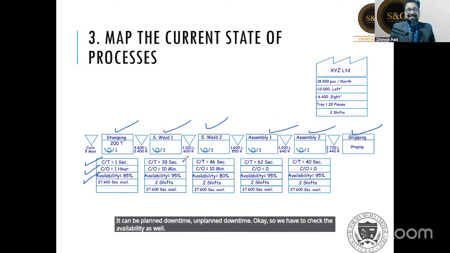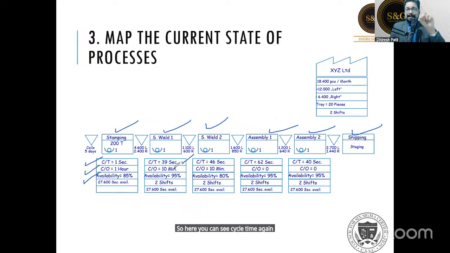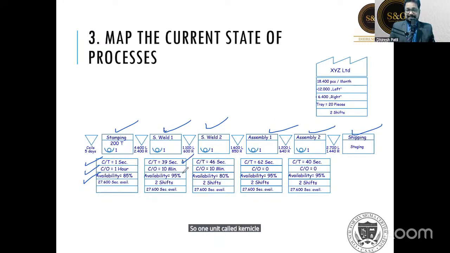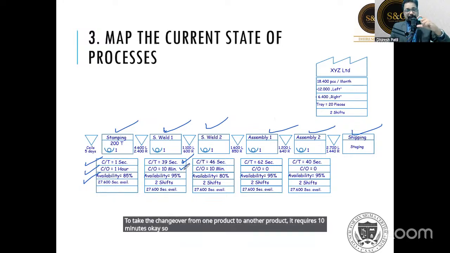So here you can see cycle time. Again, cycle time means the time required to process 1 unit. So to weld 1 unit, it requires 39 seconds. CO means changeover time. To change over from one product to another product, it requires 10 minutes. So you can work on that as well. We can work on changeover time, and we can work on cycle time.